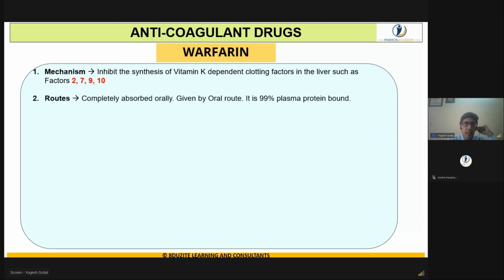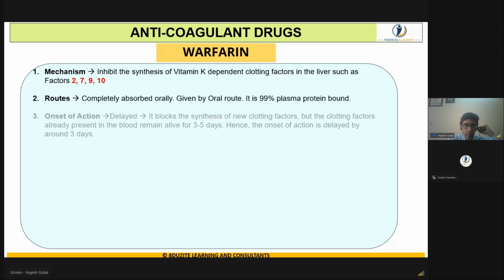Okay, and routes. So heparin we talked about. Heparin is parenteral. Warfarin is given only orally because it has a very good oral bioavailability. So this is given orally. It is 99% plasma protein bound. Okay. Then comes the onset of action. With heparin, we had immediate action. As soon as you give heparin, within 15 minutes of the IV dose, it starts acting.